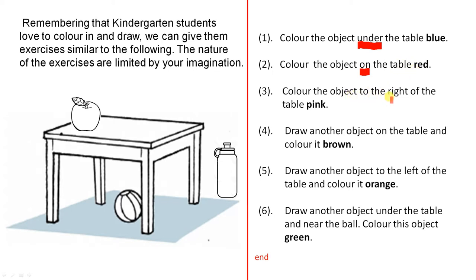Colour the object to the right of the table pink. Draw another object on the table and colour it brown. Draw another object to the left of the table and colour it orange. Draw another object under the table and near the ball. Colour this object green. So these are exercises that students will enjoy, and it'll give them a good understanding of position and location.